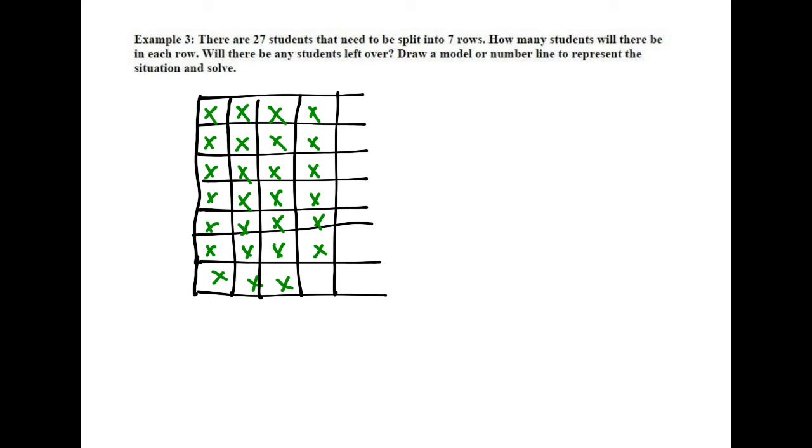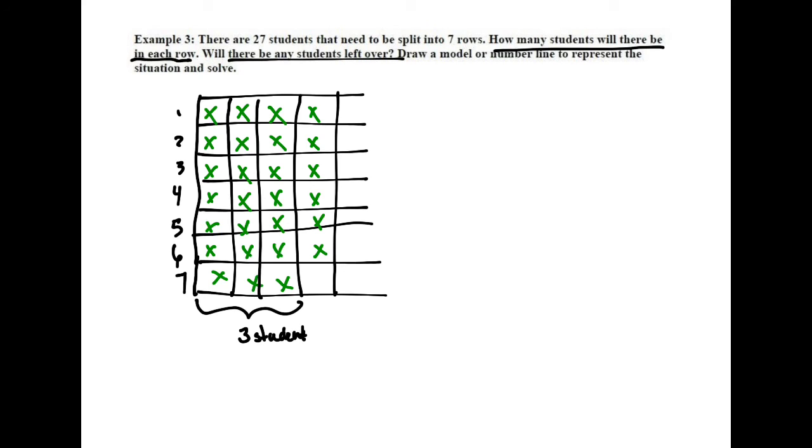So 27 students need to be split into 7 rows. Okay, we did that. How many students will there be in each row? Will there be any leftovers? Okay, so if you're talking about full rows and not partial rows, you can see there will be 3 students in each row. And then there will be 6 left over. Okay, so the leftovers are the remainder, right?